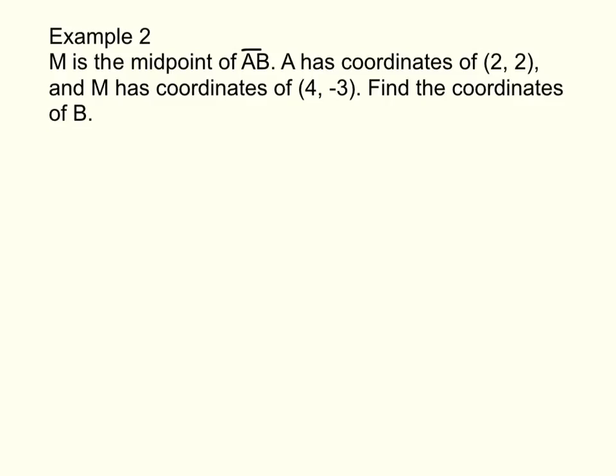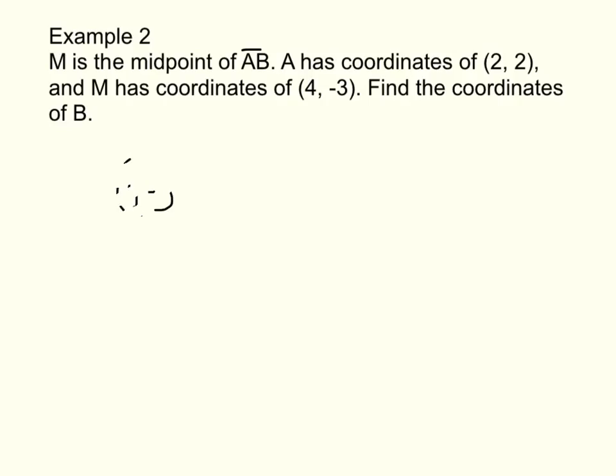All right, so let's look at example 2. M is the midpoint of segment AB. A has the coordinates (2, 2), and M has the coordinates (4, -3). Find the coordinates of B. You'll notice in this problem, they actually give you the midpoint and one endpoint, A. What they want you to do is find the other endpoint, which is B. So we're going to use the midpoint formula. The midpoint formula says the midpoint is (4, -3).